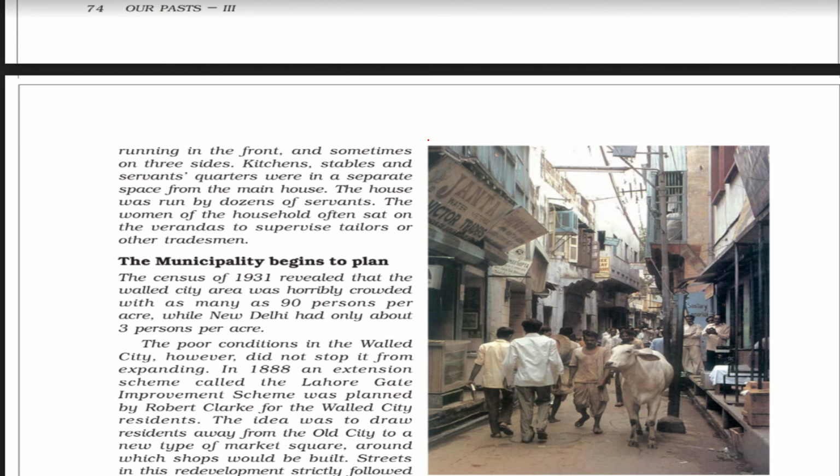Running in the front and sometimes on three sides, we are talking about verandas here. Kitchen, stable, servants' quarter were in a separate space from the main house. The house was run by dozens of servants, as I told you before. The women of the household often sat on the verandas to supervise tailors or other tradesmen, or servants, or whoever is coming into the house. So this is how colonial bungalows used to function, and we also talked about the havelis.